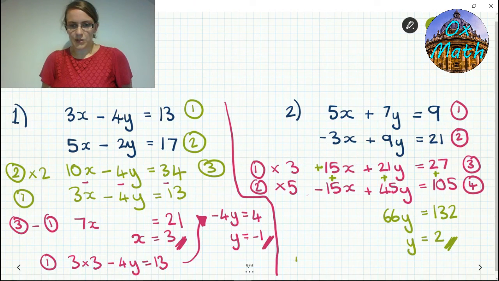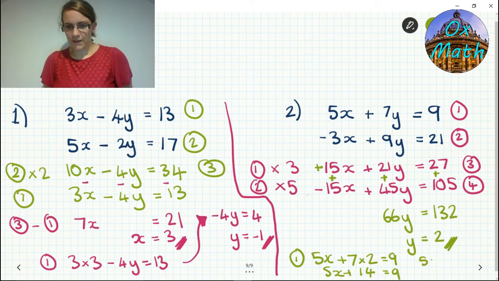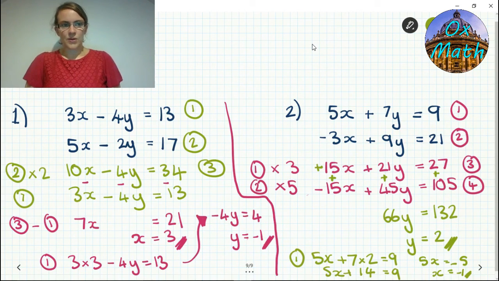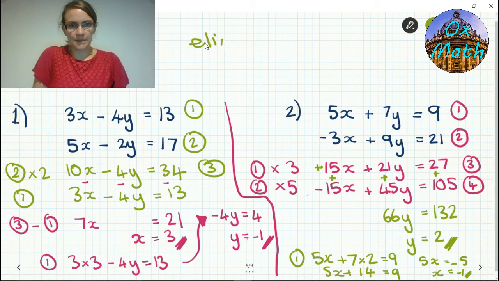Now we can use equation 1, so 5x add 7 lots of 2 equals 9. So 7 lots of 2 is 14. 5x plus 14 equals 9. So 5x equals minus 5, which gives me x equals minus 1. So now you know how to solve simultaneous equations by elimination.